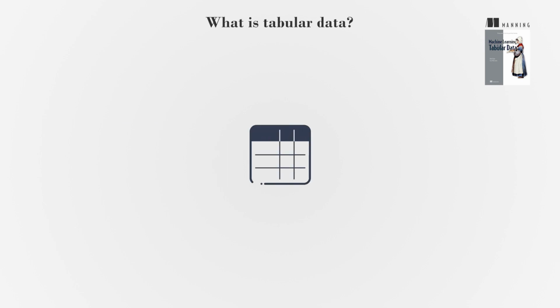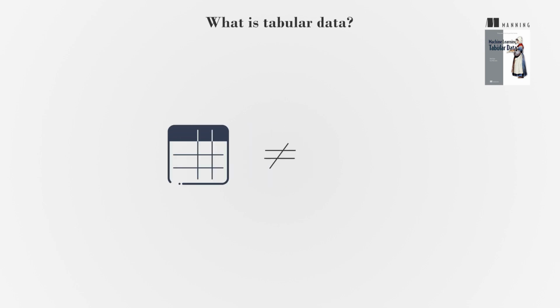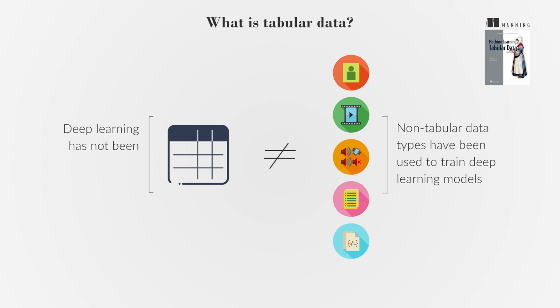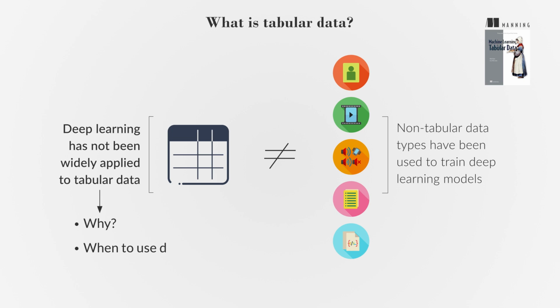Tabular data, organized in rows and columns, differs from other data types like images, videos, audio, text, and JSON data. While these non-tabular data types have been used to train deep learning models, deep learning has not been widely applied to tabular data. We will explore the reasons behind this and when it is appropriate to use deep learning with tabular data.